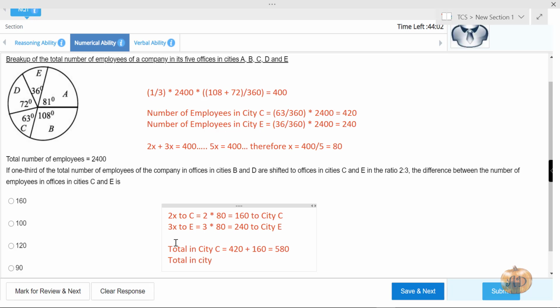Total in city E equals 240 plus 240. Okay, you are getting my values that I have picked: 420 from here and 160 from here. So I have summed both the values. Now what is the question asking? The question is asking for the difference between the numbers. So we can see the difference is 580 minus 480, that is equal to 100. So this is the correct answer of this question.